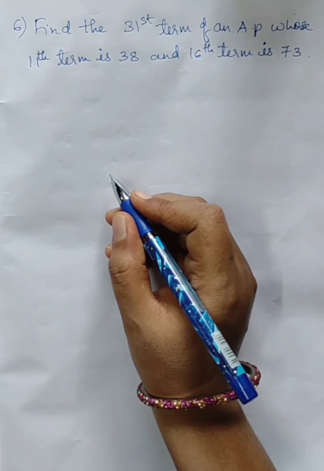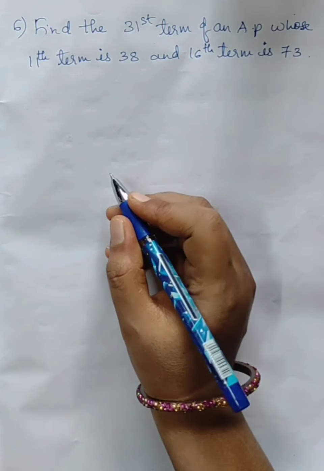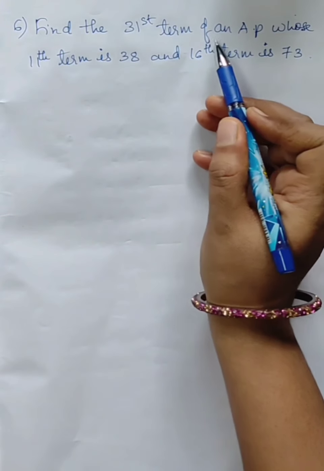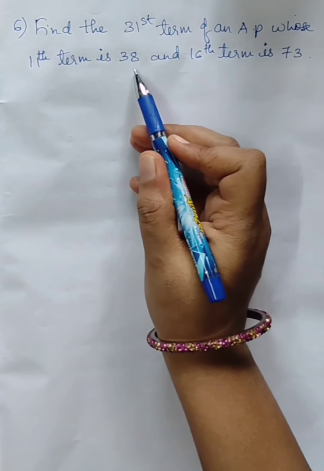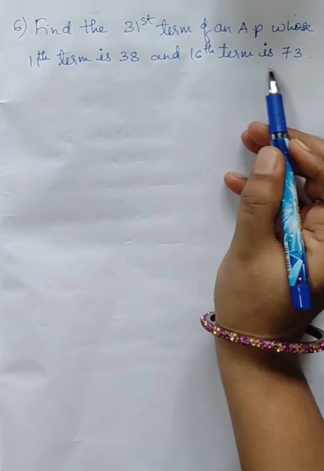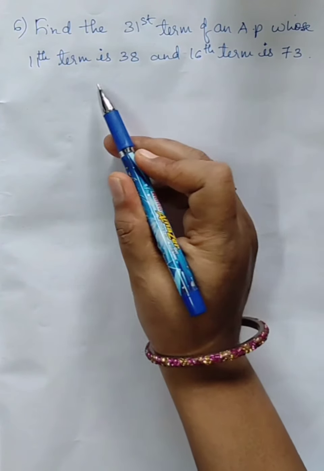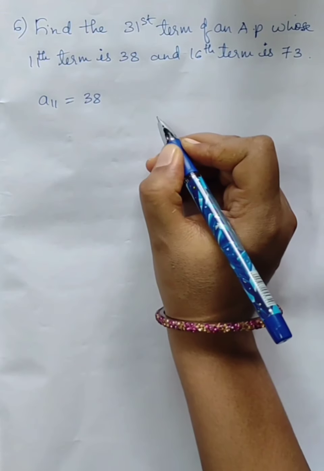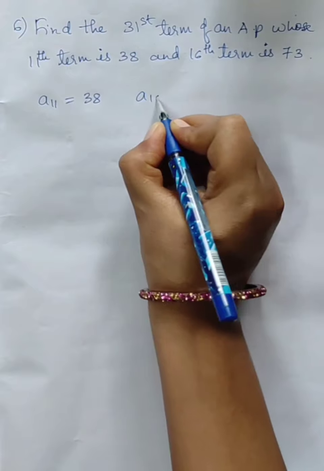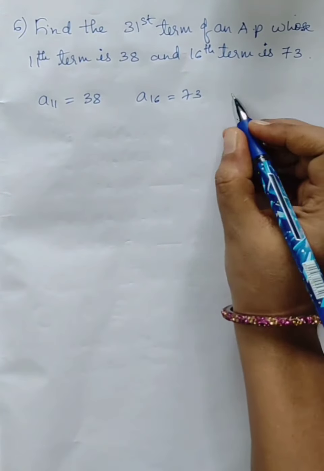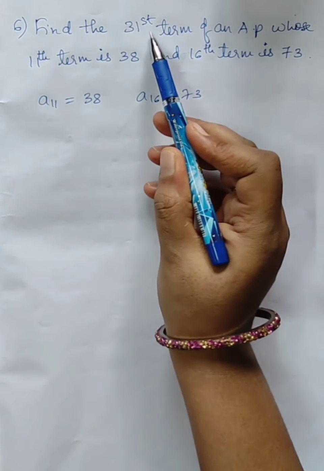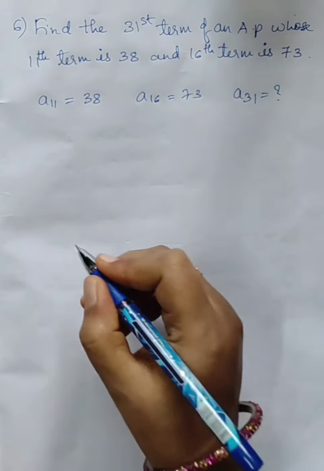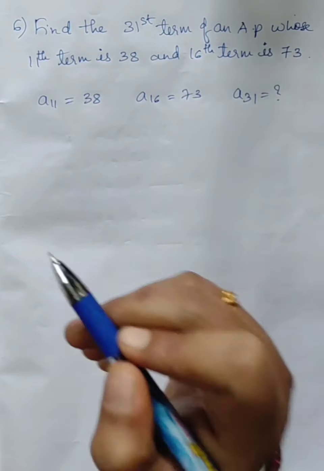And now I am going to continue exercise 1.2, and question number 6 is as follows. Find the 31st term of an AP whose 11th term is 38 and 16th term is 73. So what have they given in the question? They have given A11 is 38 and A16 is 73. But what have they told us to find? They have told us to find the 31st term, that is, A31 is how much? Okay, we need to find this value.